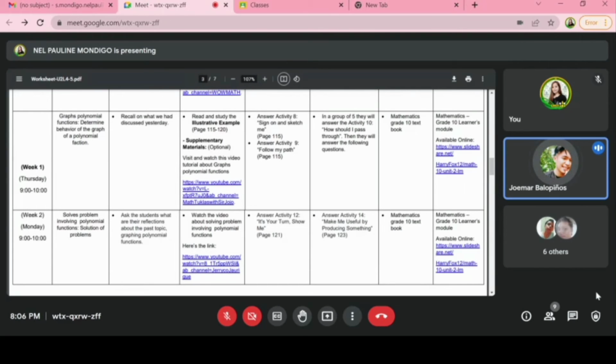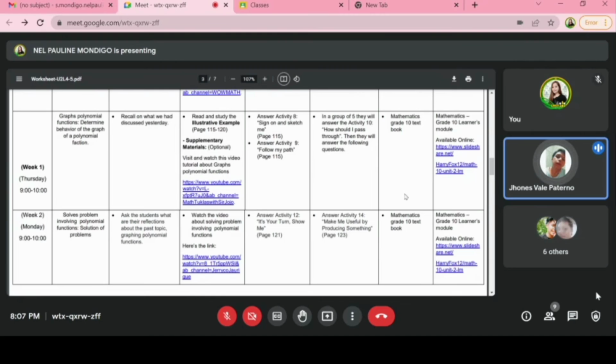On independent practice, answer activity 8, Sign On and Sketch Me, on page 115, and answer activity 9, Follow My Path, on page 115. And in the assessment, in a group of 5, they will answer activity 10, How Should I Pass Through?, then answer the following questions. In the ICT integration, there are two types, the hardware and software. The hardware is the Mathematics Grade 10 textbook, and the software is the link of the Mathematics Grade 10 Learner's Module.